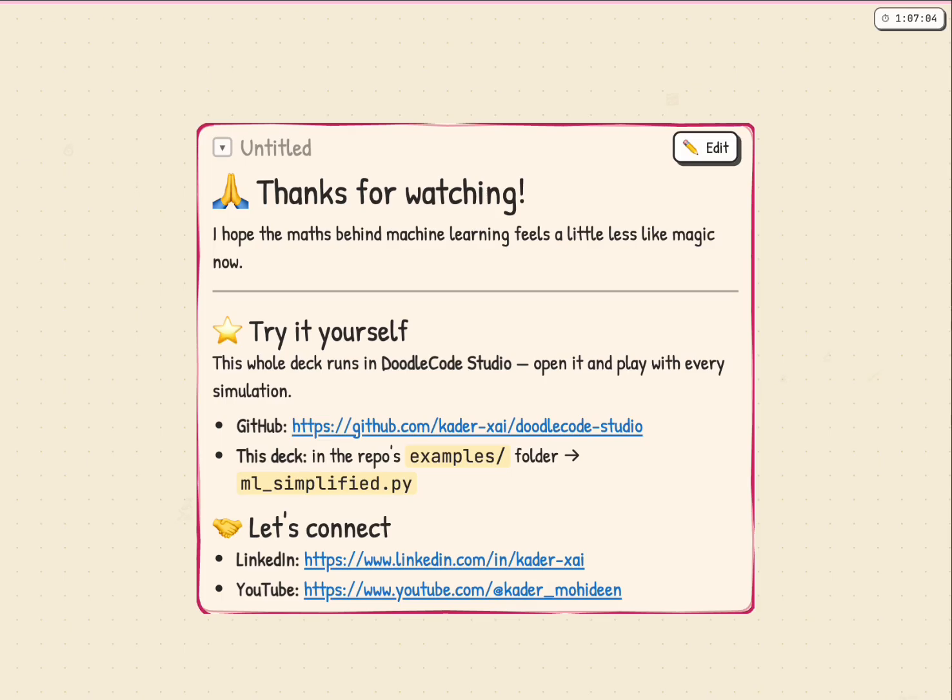Here's the best part: this entire deck, every single simulation you just watched, is open and interactive, and you can run it yourself. It's built in Doodle Code Studio. Head to the GitHub repo on the screen, install it locally, and open the example file. It's the one called ML Simplified, sitting right inside the examples folder. Tweak every knob, drag every arrow, and build the intuition with your own hands. That's when it really clicks.